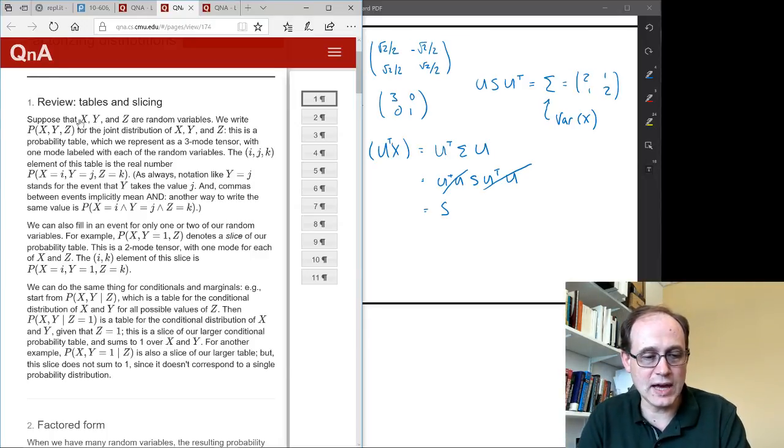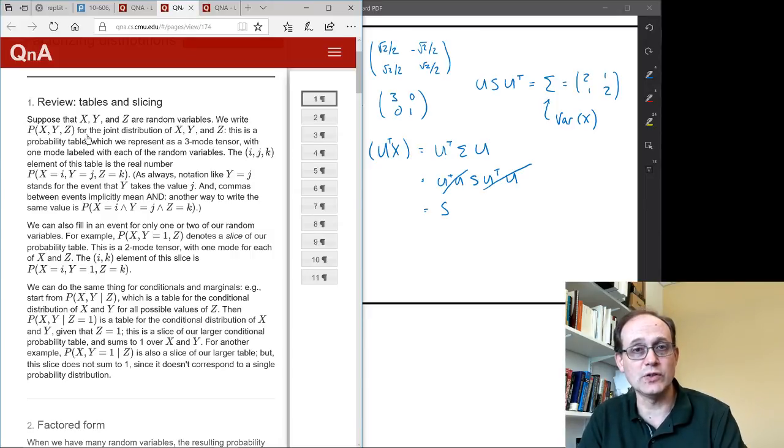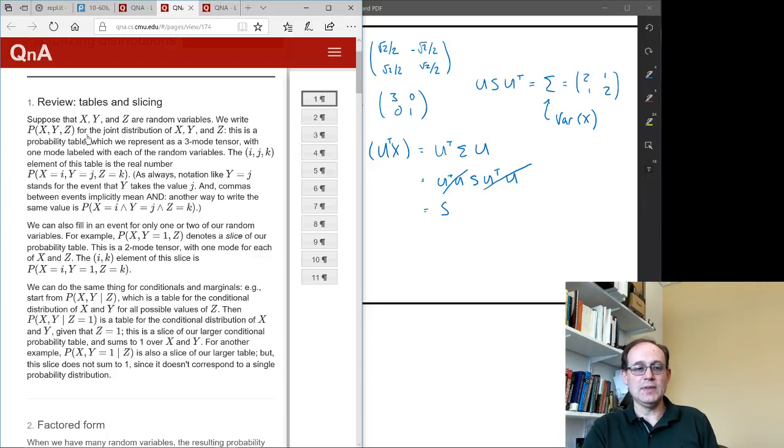So let's say that we have three random variables, x, y, and z. We write p of x, y, z for the joint distribution of x, y, and z, and we think of that as a probability table where there's one mode, one dimension for each of the random variables. It's labeled with that random variable. And then we have a tensor with that many modes. And each entry of that tensor is an entry in that joint probability distribution. So for example, if we look at the ijk entry in the tensor, there's three modes, so we specify one offset for each of those modes, we get the probability that x is equal to i, and y is equal to j, and z is equal to k.